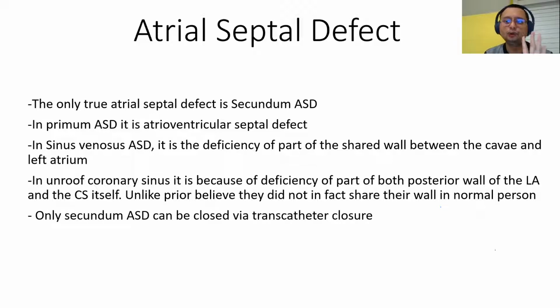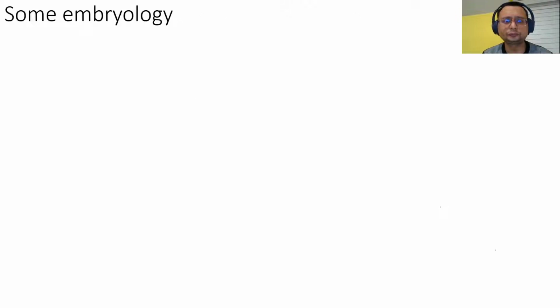Of all these four atrial septal defects, the most common one is secundum ASD, and only secundum ASD can be closed via transcatheter closure. For all the other three, you need to go for surgery.